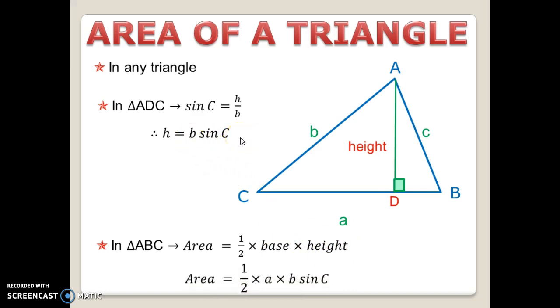So here we now have a formula for the area of any triangle, and we don't need the perpendicular height, we just need the angle, which is here, and then you can see the A and B are the sides either side of that angle. So as long as we've got two sides with the included angle, we can use this formula.